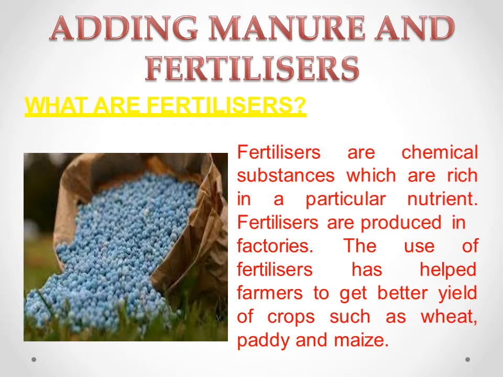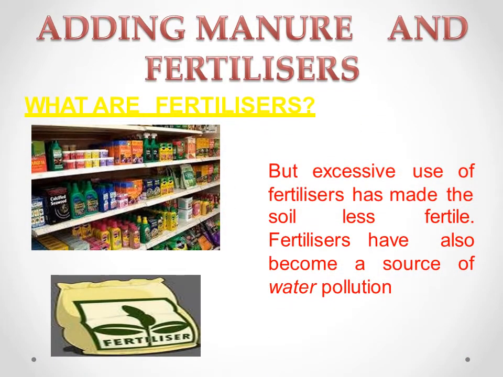Fertilizers are the chemical substances which are rich in a particular nutrient. They are prepared in the factories, and the use of fertilizers has helped the farmers to get better yield in the crop production. But fertilizers are expensive, and excessive use of fertilizers has made the soil less fertile. It may also become the source of water pollution.